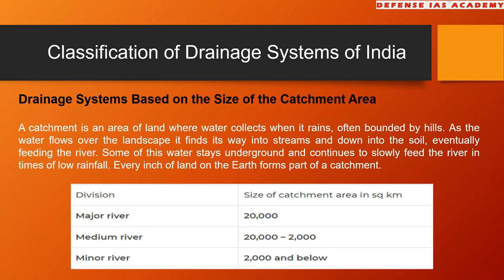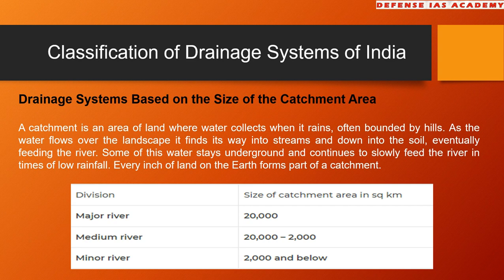Now, depending upon this catchment area, that is where the water gets collected, you have three classifications of your drainage system. One is the major river, where you have a catchment area greater than 20,000 square kilometer, and a medium river where the range of catchment area is in between 20,000 to 2,000, and 2,000 and below square kilometer comes in the minor river division.